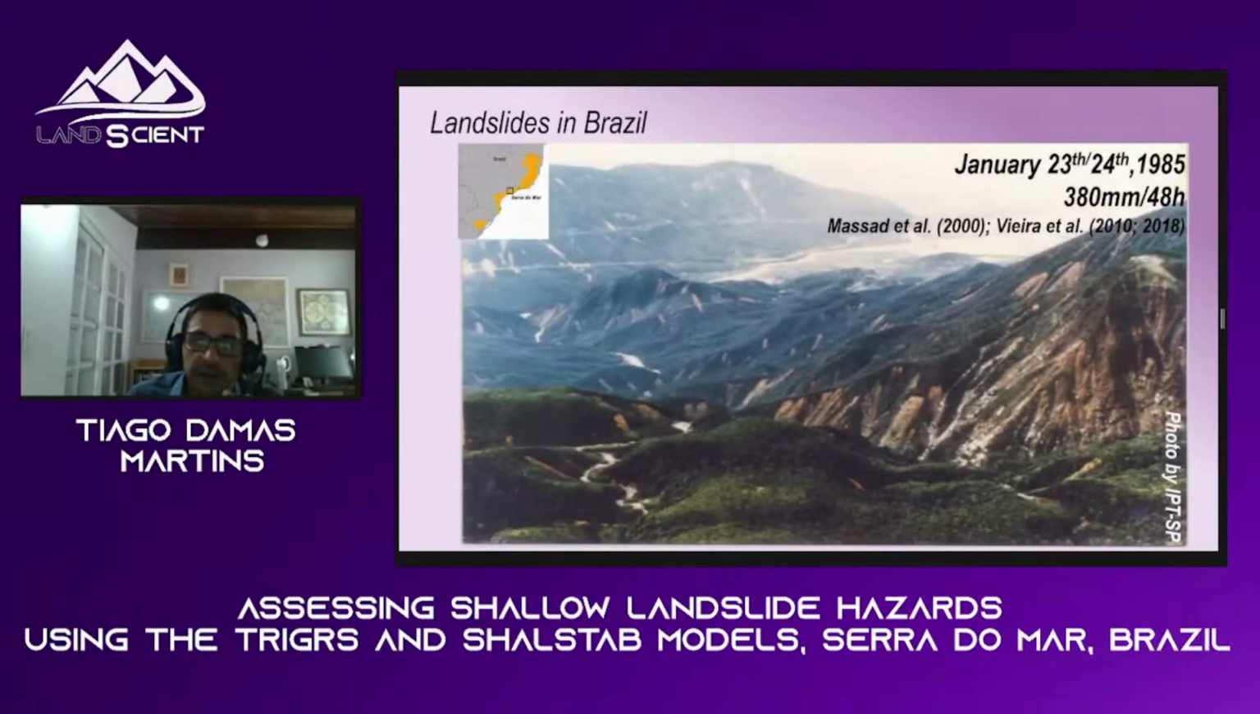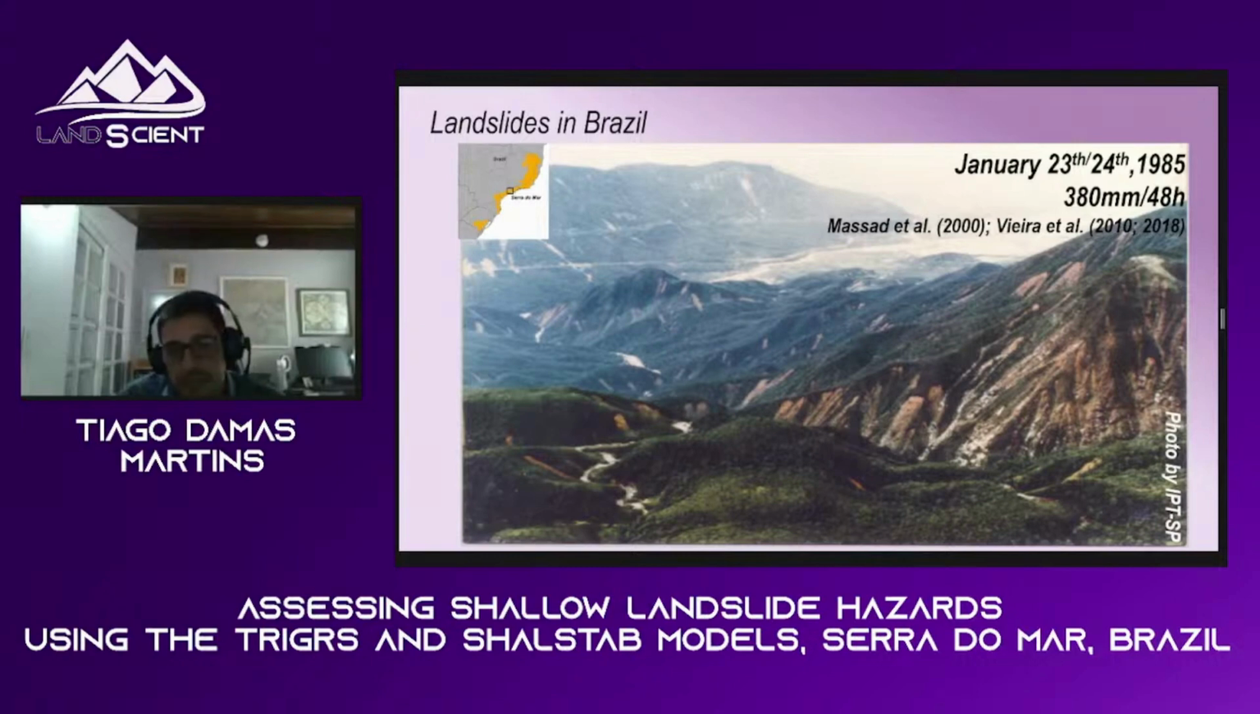Another picture here regarding the mass movements that affect Serra do Mar mountainous terrain. And this is near the city of Cubatão. You can see here the slopes that form Serra do Mar, and exactly in this area that contains the watershed that I will present to you a little bit ahead.